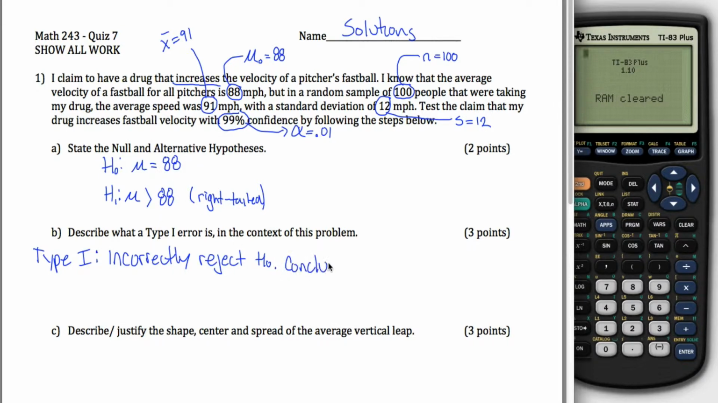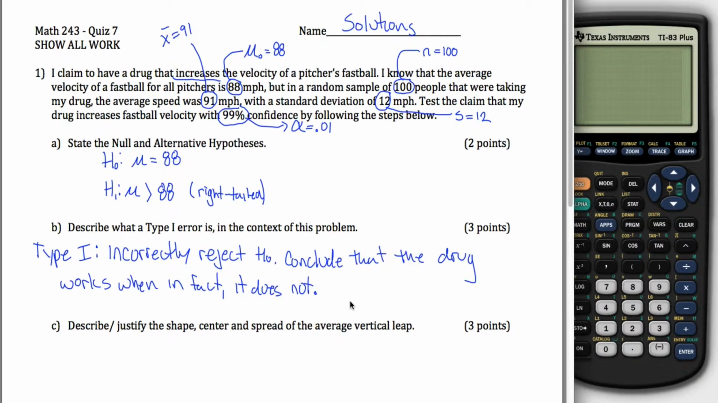Conclude that the drug works. Maybe instead of works, I should say increases fastball velocity, but presumably you know what I'm talking about. You incorrectly reject the null hypothesis. You conclude that the drug works when in fact it does not. So a false positive is a way to think about it.